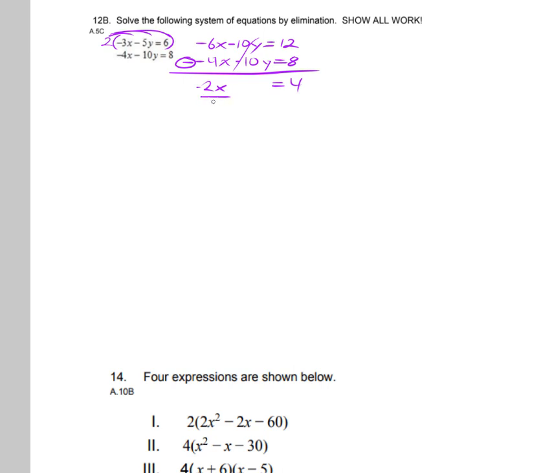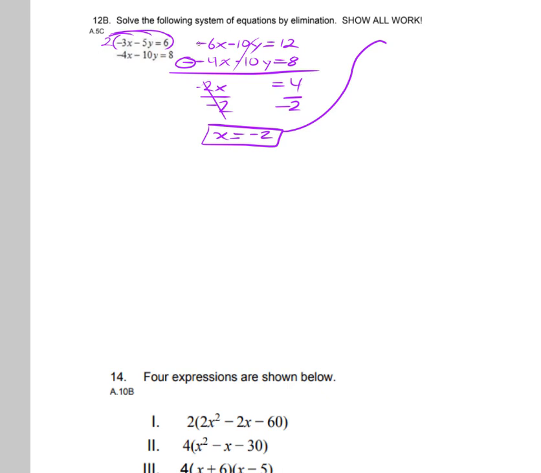I'm going to divide by negative 2 because I want to get x alone, right? So I divide by negative 2 because it's being multiplied by negative 2. And I get x is equal to negative 2, because 4 divided by negative 2 is negative 2. So x is equal to negative 2. Great. Now, I am only half done. I need to go ahead and place that back into another equation.